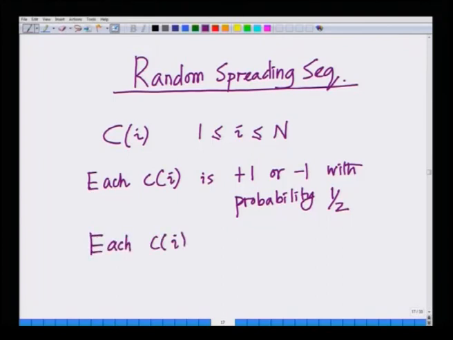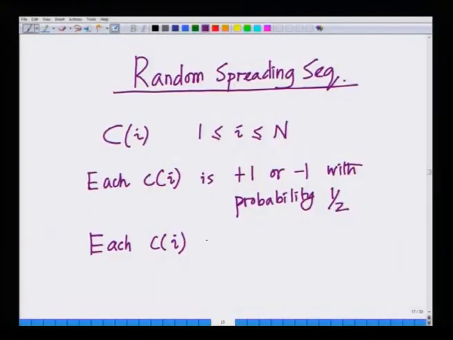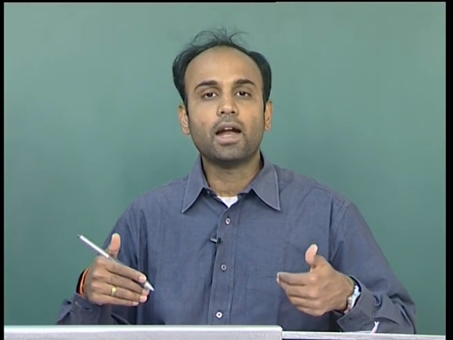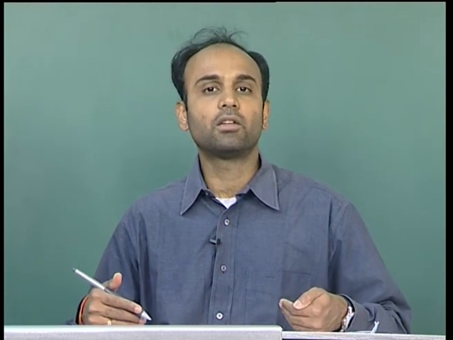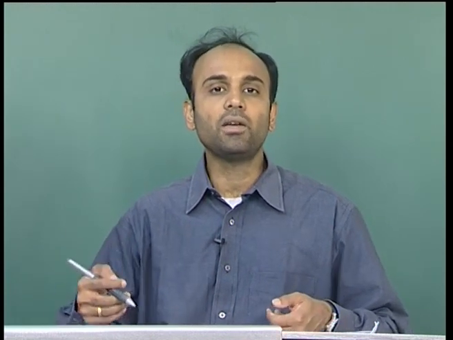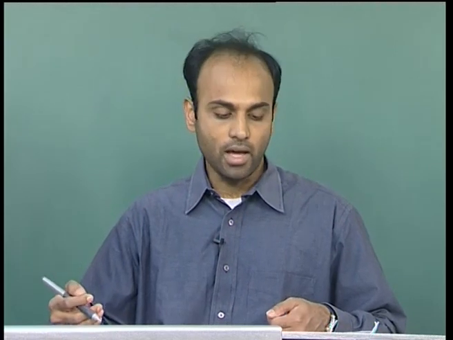and more importantly each Ci is independent of another chip Cj. That is, if I look at two different chips, C1 and C2 or C3 or C100, these chips are independent. That is, the random events that generate these two chips are independent. It is like I am tossing a coin every time I want to generate a chip.